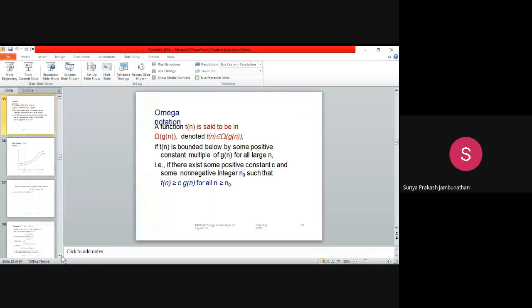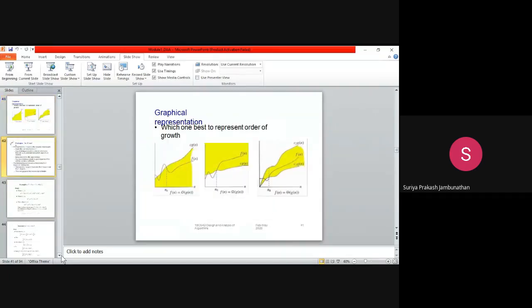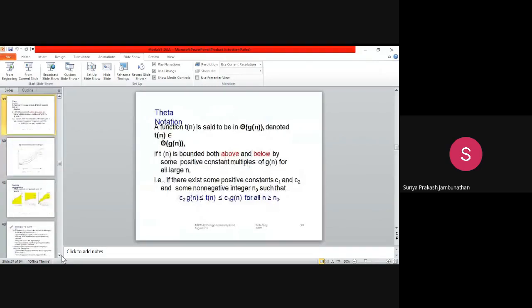And the third one is big theta. In big theta, we have two general functions, C1 of G of n less than or equal to T of n less than or equal to C2 of G of n. You can rewrite this particular function as C1 of G of n less than or equal to T of n less than or equal to C2 of G of n. So you understand this basic formula now.